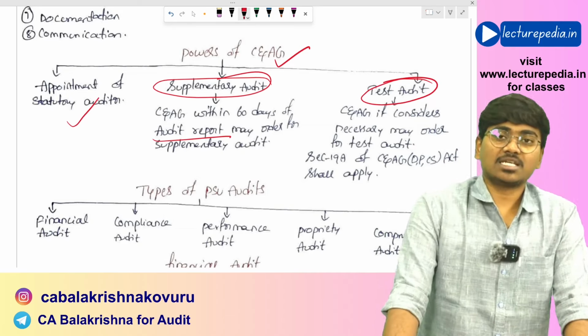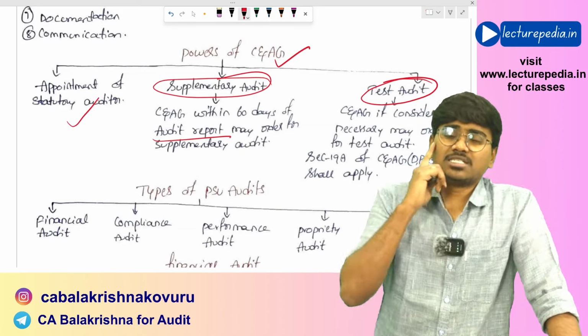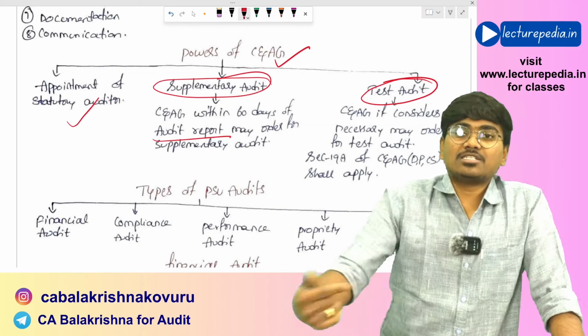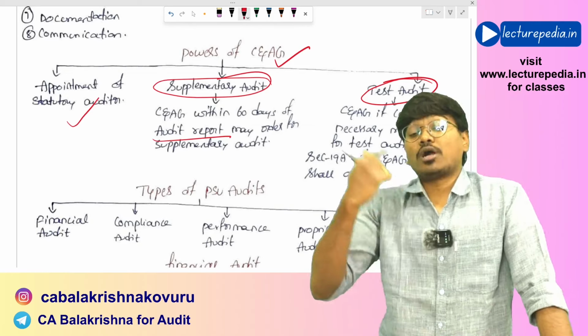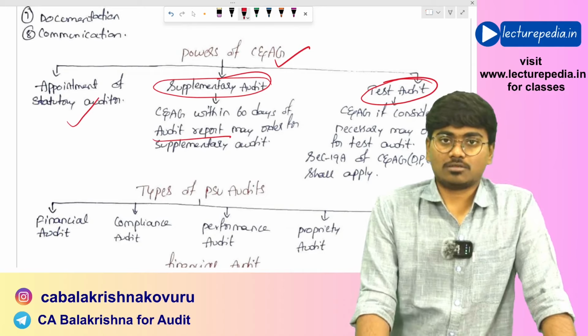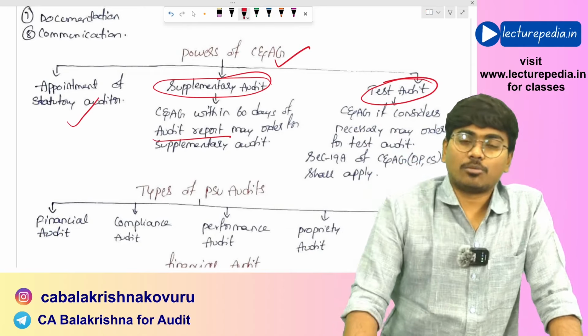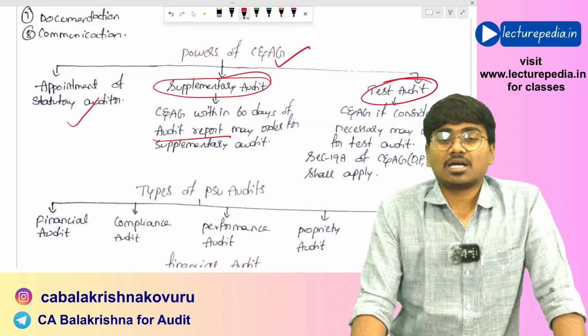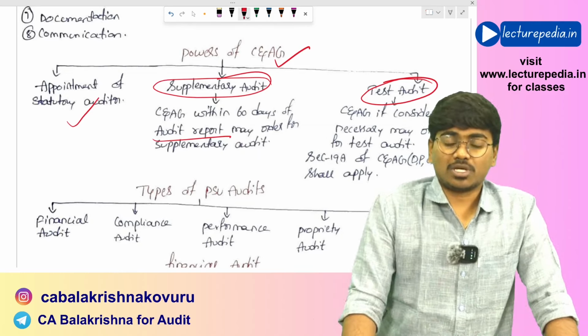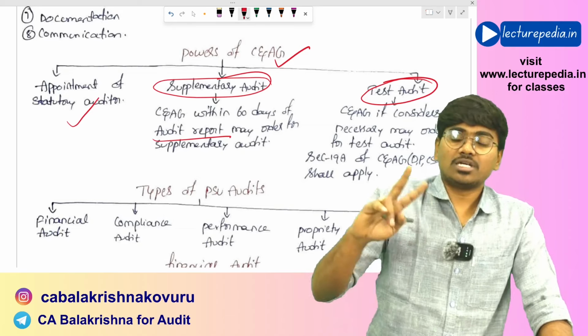Next, coming to test audit. Now, when can the C&AG order a test audit? Whenever the C&AG wants to check whether the audit was conducted properly or not, a test audit can be conducted by the C&AG. That is the difference between supplementary audit and test audit.